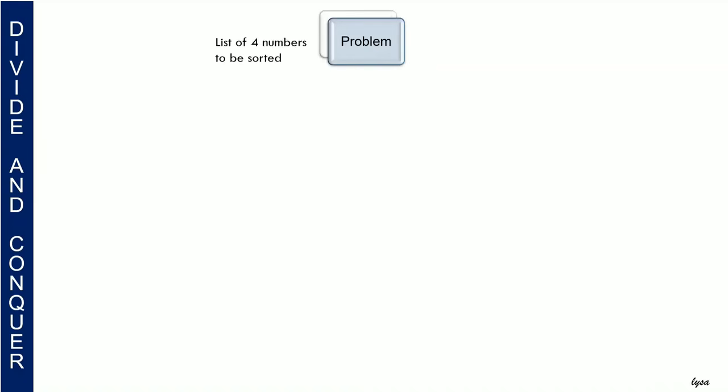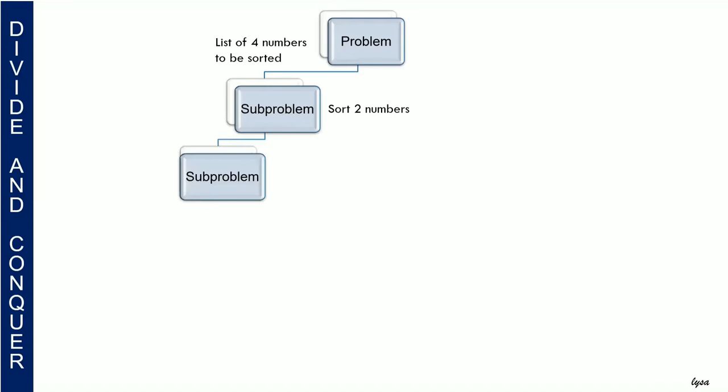Let's say it is a problem to sort 4 numbers. So I have 4 numbers in unsorted order. I divide it into a subproblem. In other words, I have an unsorted list of 2 numbers. Again, I divide it into a subproblem. In other words, I have a list of 1 number which is to be sorted. And then I perform the computation, which means I sort the one element. And what is the sorting of one element? The element itself. So the final answer is a sorted list of one element.